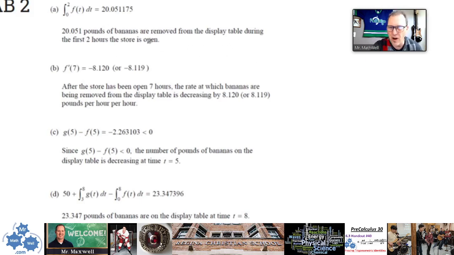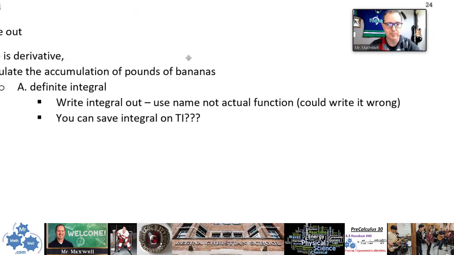Okay? Don't write a novel. Make it quick. I've seen examples of tests, and it's just really quick. 2.051 pounds bananas removed. Done. Don't say from the display that was situated by the door at Al's Banana Shop. You don't have time for that. So, but do some kind of word sentence. All right.